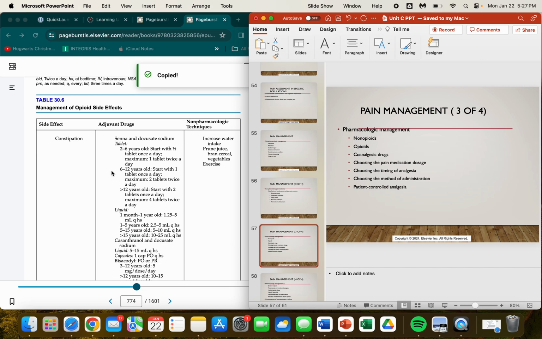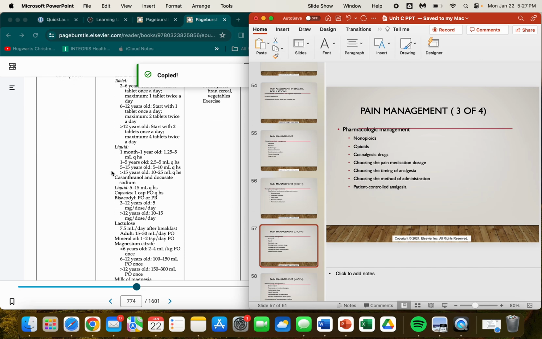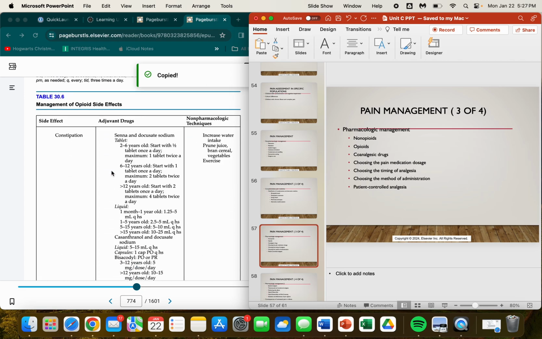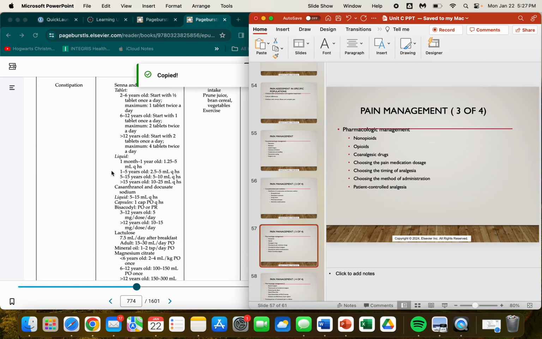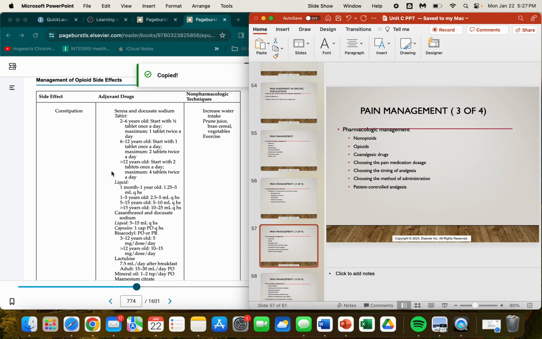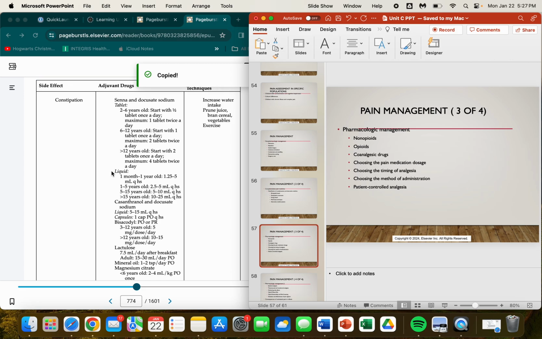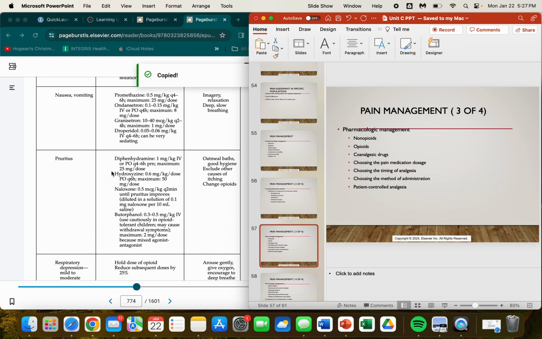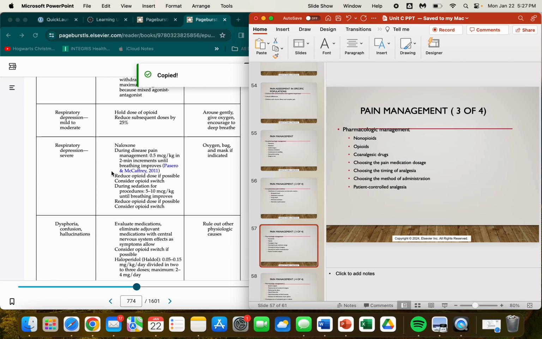This chart also talks about the side effects that come with opioids, and some of the things that we can potentially do to counteract those side effects. Like constipation, sedation, nausea, vomiting, pruritus, respiratory depression.